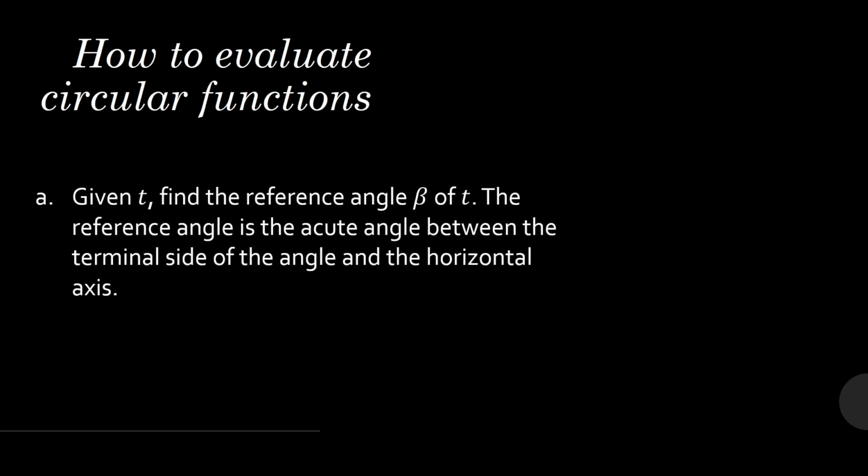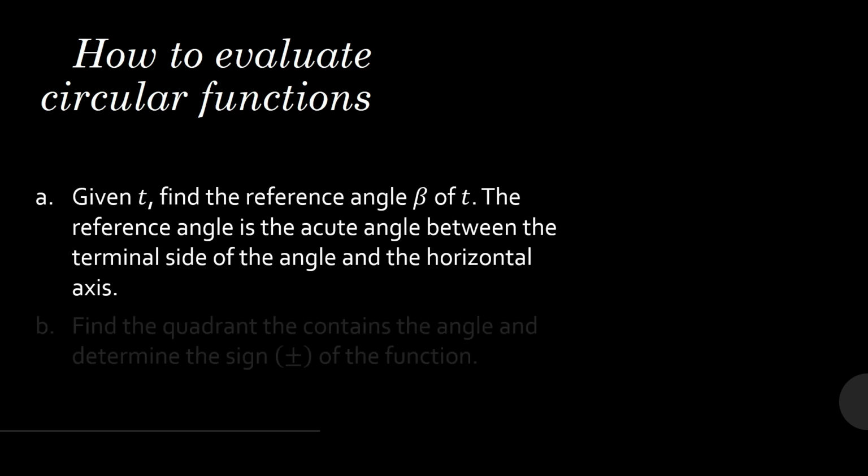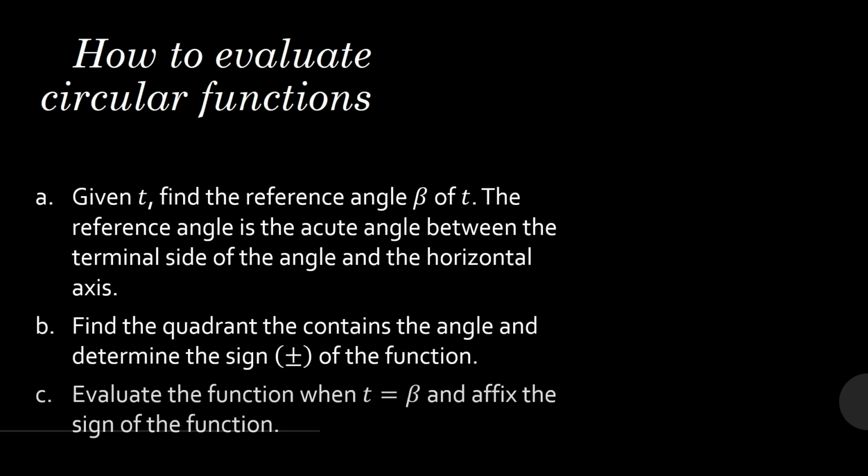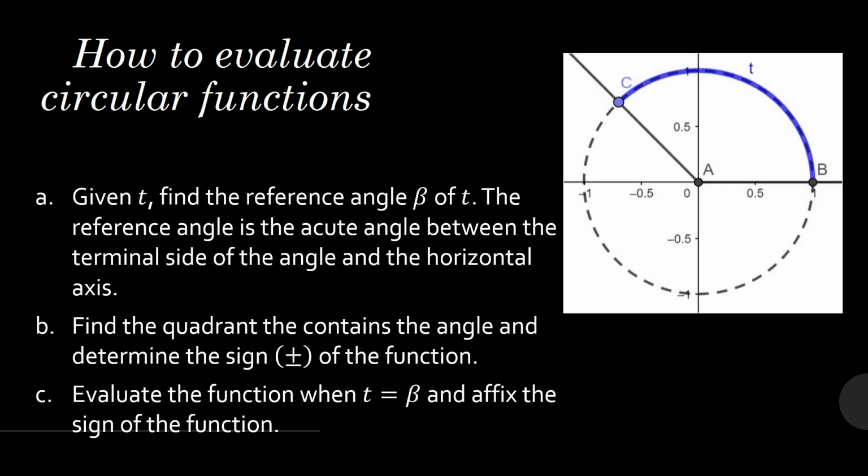There are 3 steps to evaluating circular functions. Given T, our first task is to look for the reference angle, because the reference angle will point you to the corresponding point for that angle. The next step is to find the quadrant that contains your angle.